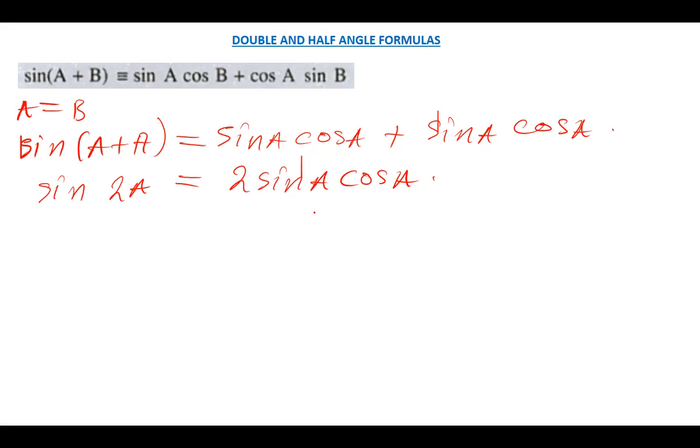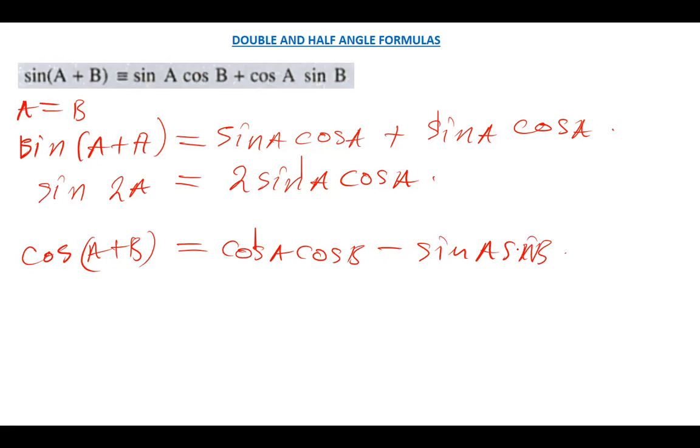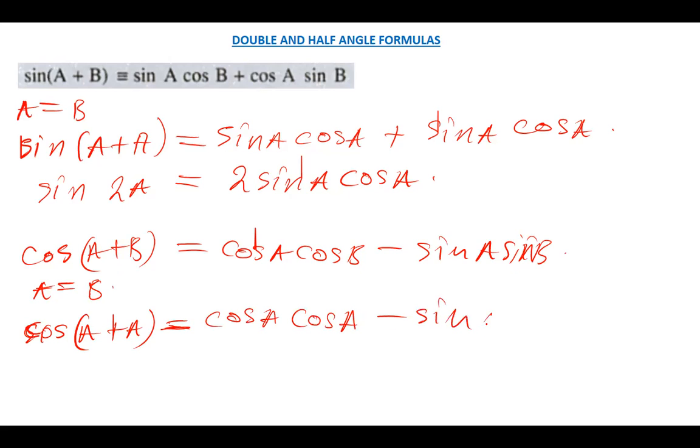And then the same applies to the one for cos. The one for cos: cos(A + B) is given by cos A cos B, and then minus sine A sine B. Now, if A is equal to B, we're going to have cos(A + A), which will give us cos A cos A minus sine A sine A.